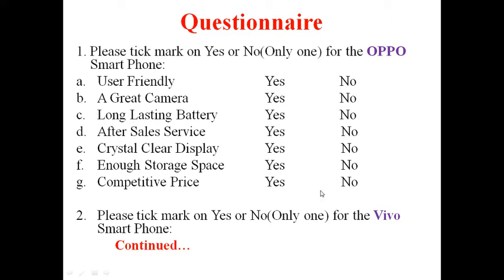Suppose 100 respondents have given responses. For the Oppo user friendly attribute, you have to see how many out of 100 said yes. Suppose 70 people said yes and 30 said no, so you put 70. Similarly for great camera, if 40 out of 100 said yes, it is 40, and so on. So you can make a frequency table like that.